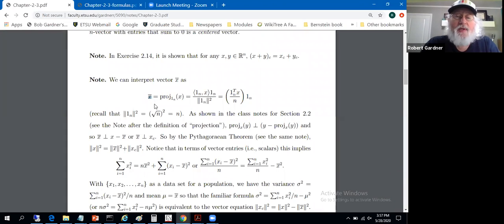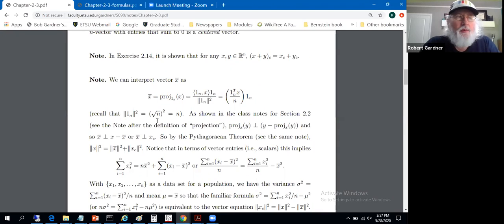Let's see. We can interpret x bar as a projection. Okay, projections are vectors, so yeah, we must be talking about the vector x bar. We can interpret the vector x bar as the projection onto the 1 sub n vector of the data vector x. Remember 1 sub n, the n vector, all of whose components are 1. So the vector 1, 1, 1, 1, 1, 1, 1. What's the norm of that vector?